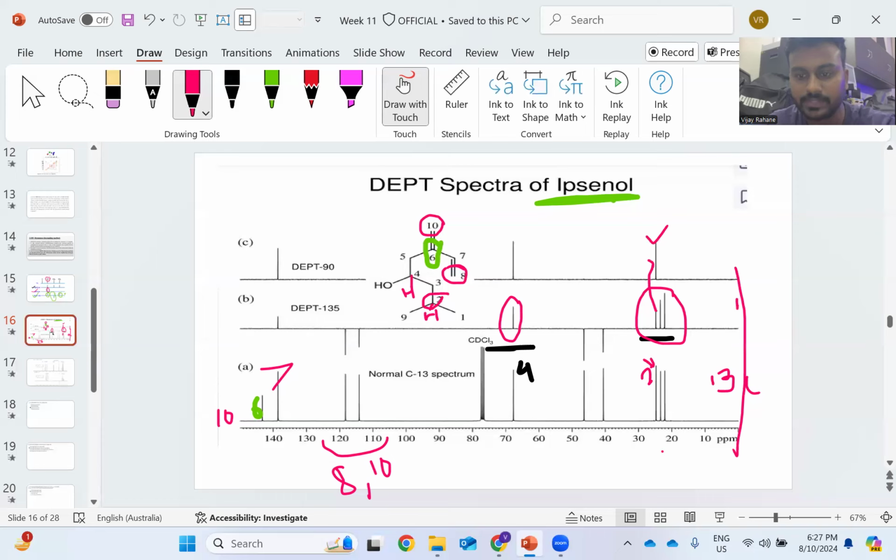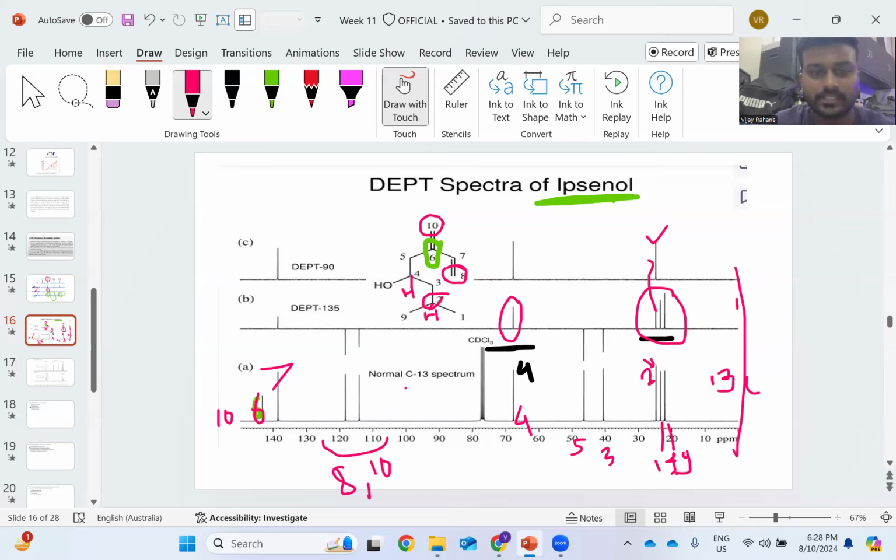So this is the remaining 1 and 9. This is due to the second carbon. So this signal is due to the CH2. Among these two, there is one CH2 and this CH2. So obviously this is due to the 3. This is due to the 5, right? This is due to the 4. This is due to the 8 and 10. And here this is due to the 6. This is due to the 7.